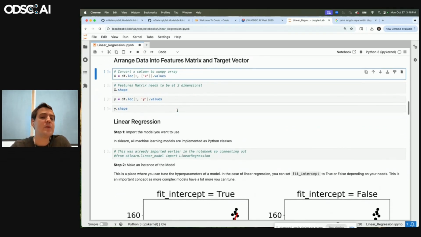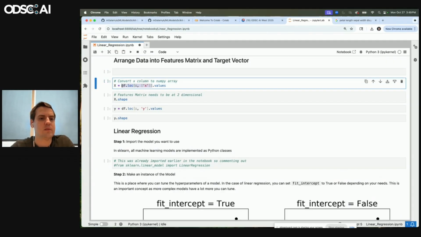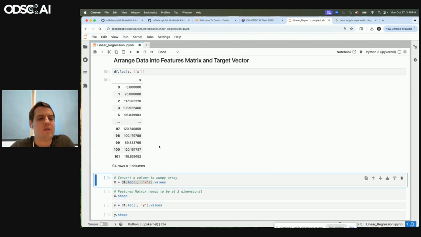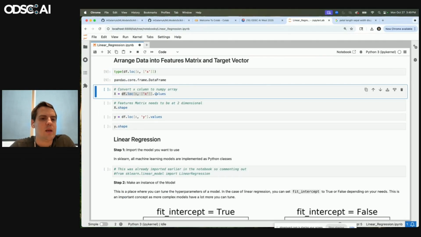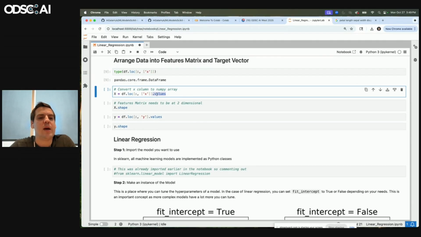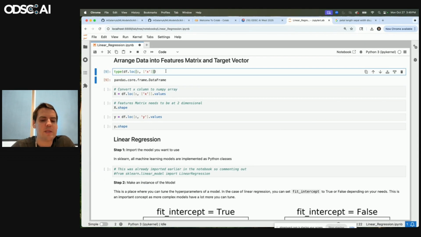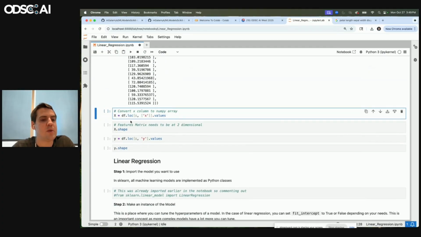And so from here, you have to arrange your data into a features matrix and a target vector. If you look at my data, I have it in a Pandas data frame. For me, I'm a little bit old-fashioned. Back in the day, Scikit-learn would expect data in a NumPy format. So .values basically converts it into a NumPy array, and I'm putting it into my variable x.